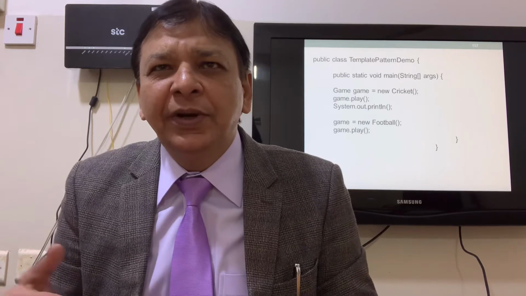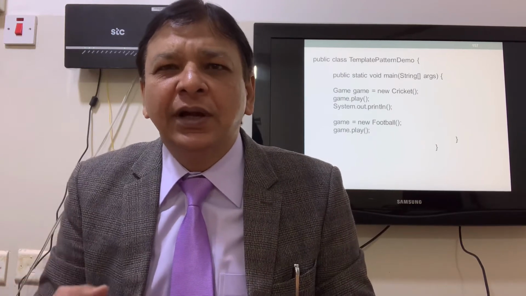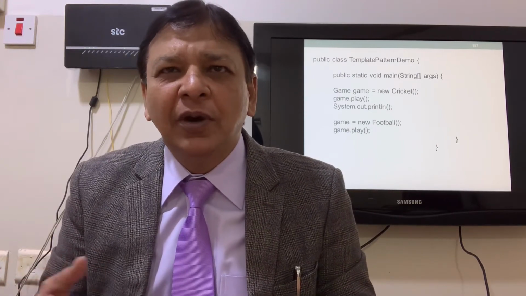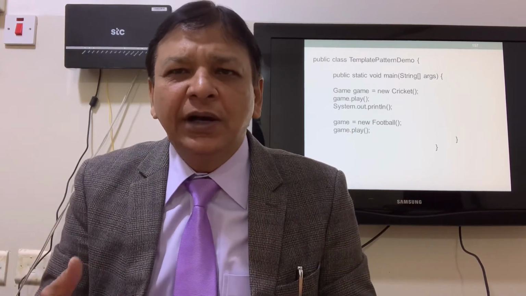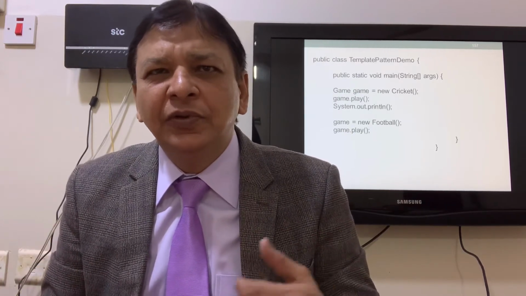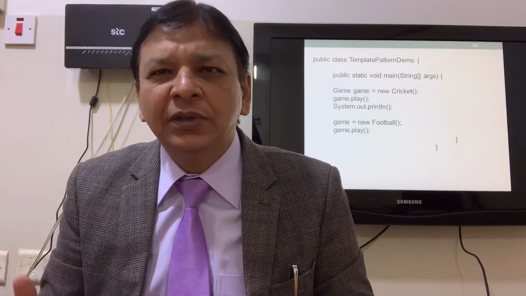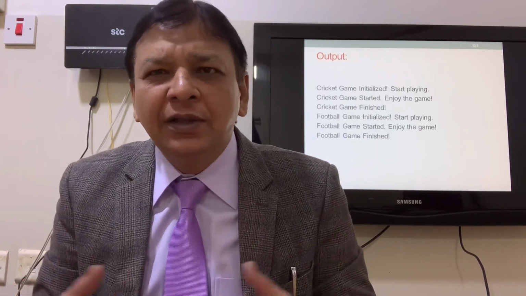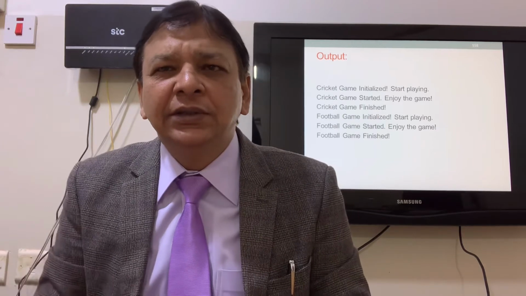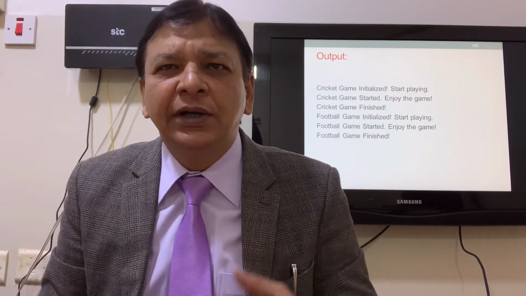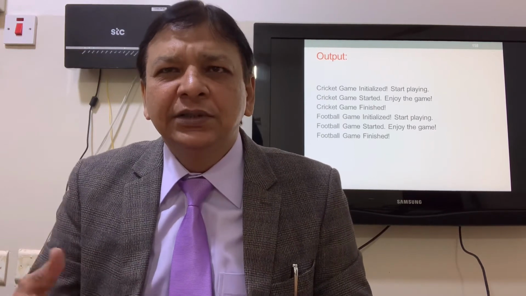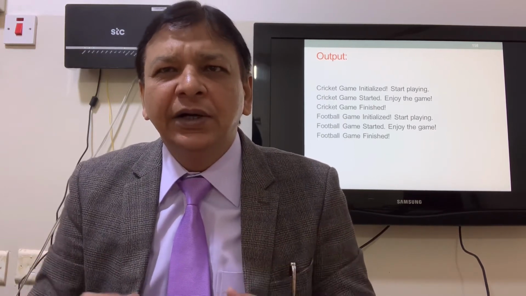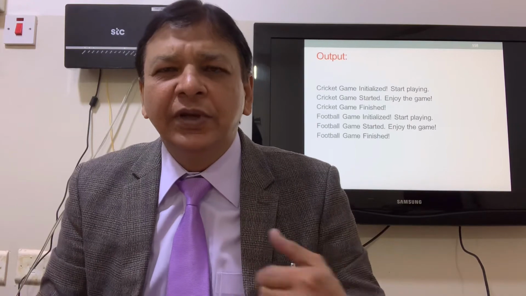Public class Template, public static void main(String[] args), Game object is equal to new Cricket, game.play, game is equal to new Football, game.play, close the main, close the class. That is the output. Cricket game initialize, start playing, cricket game started, enjoy the game, cricket game finished, football game initialize, start playing, football game started, enjoy the game, football game finished.